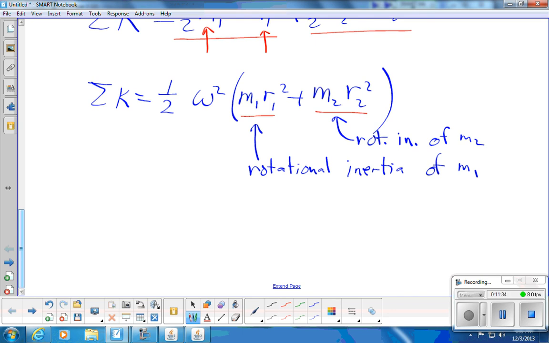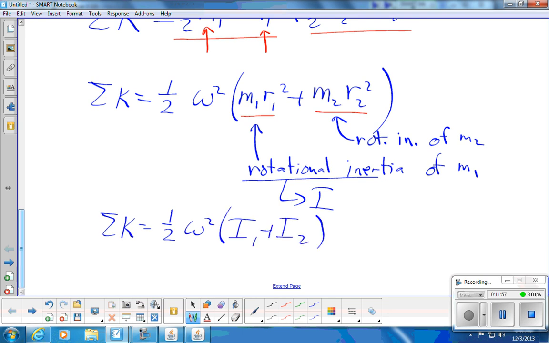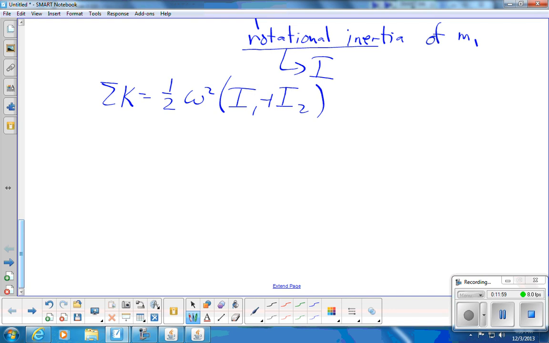that they both share. This would not be a self-respecting quantity if we didn't give it a name. I'm sorry, we give it a name if we don't give it an abbreviation, and as you already know, the abbreviation for this is I. And so I can now rewrite this as net K is 1/2 omega squared times I1 plus I2. And so then if I redistribute, I can say this is 1/2 I1 omega squared plus 1/2 I2 omega squared.